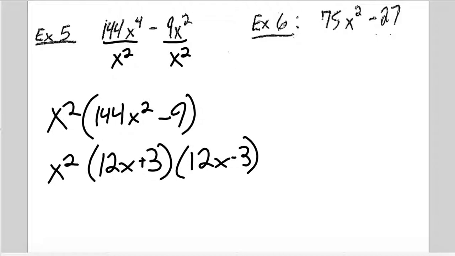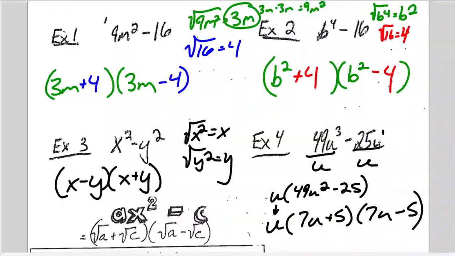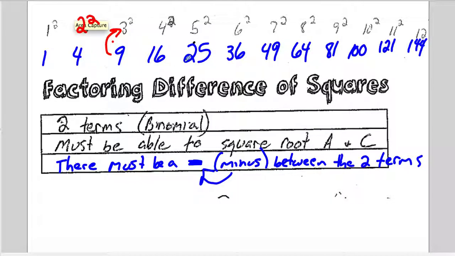Last example. Seeing two terms, they're being subtracted. That's cool. Can I square root both of the terms? This x squared, I know I can square root into x. But 75 is not a perfect square, nor is 27. So what's a factor I can take out of both of these that make them become perfect squares? This 75 is kind of a tip-off. It ends in a 5. Are there any of our perfect squares that end in 5?